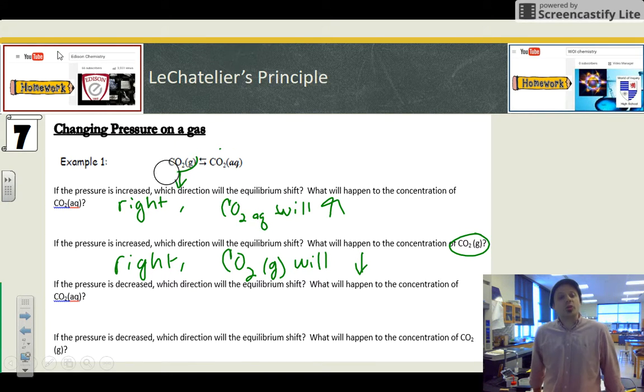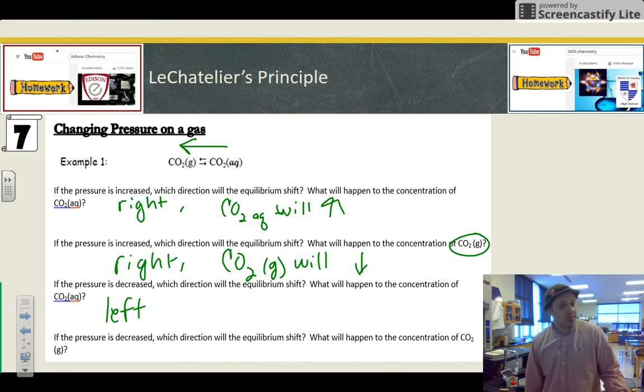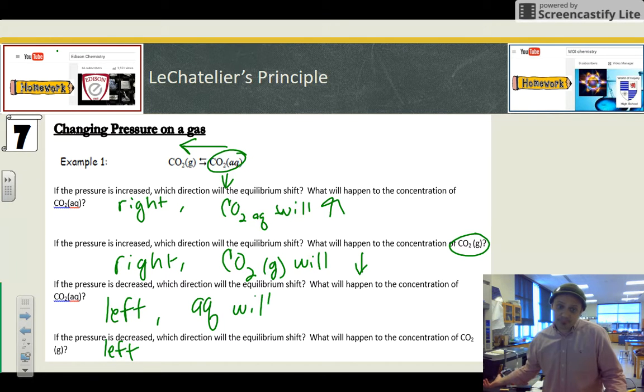Okay. Now, if the pressure is decreased, so we're going to remove the pressure on the system, I'm going to favor the formation of a gas under the ideal gas law. So we're going to shift to the left. What will happen to the concentration of the aqueous CO2? It's going to drop. Our equilibrium shift arrow is pointing away from the aqueous CO2, so it drops.